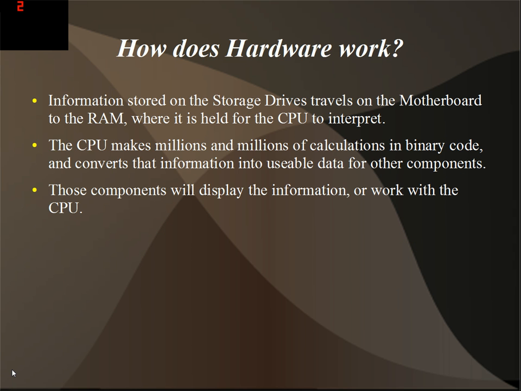How does hardware work? Information stored on storage drives travels on the motherboard to the RAM, where it is held for the CPU to interpret. The CPU makes millions and millions of calculations in binary code that convert that information into usable data for other components. This will be like sending information from the CPU, the processing unit, to your video card, which is what displays information on your monitor. So that lets you connect between user interface and the computer itself. Those components will display information.